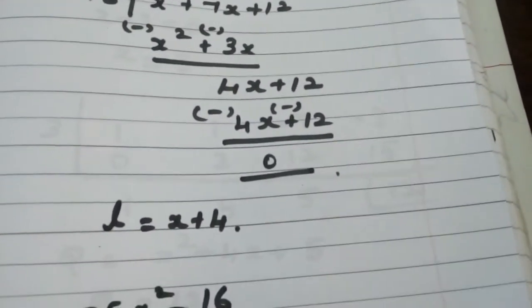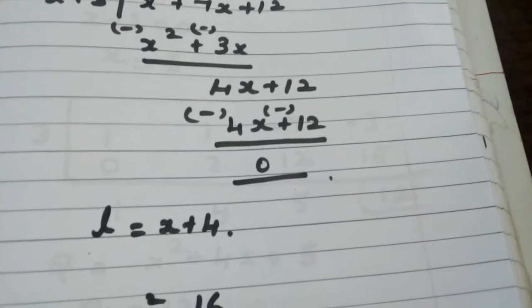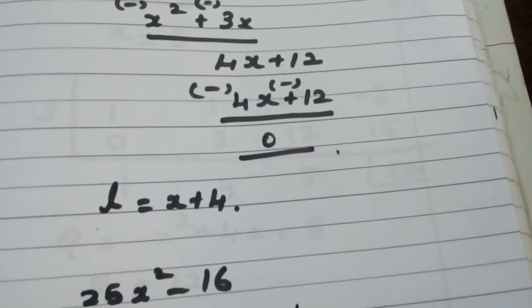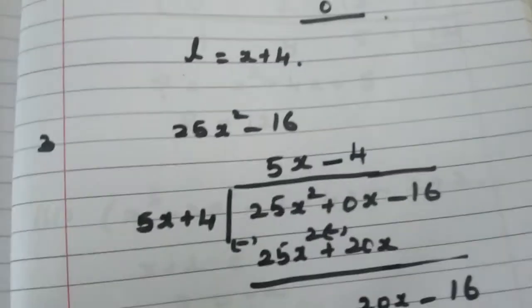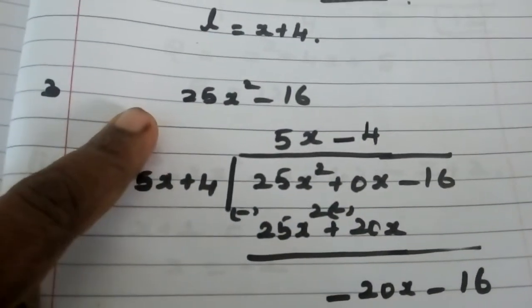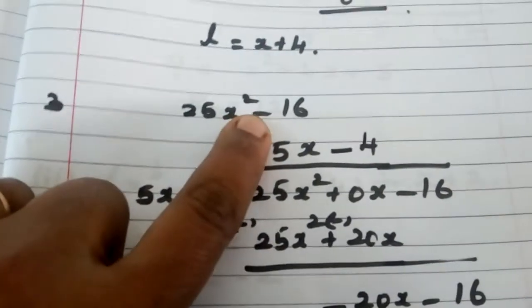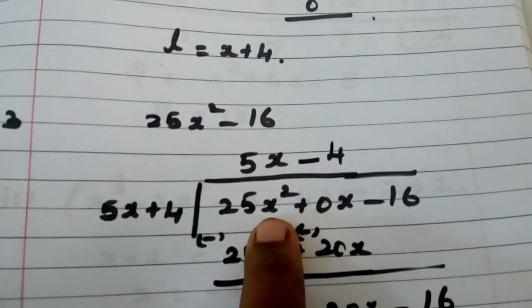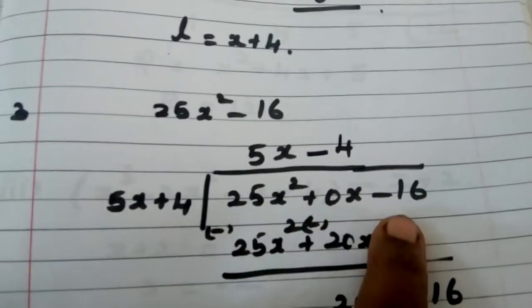Then the third question. Third question is the area of the base of a parallelogram is 5x plus 4. Find its height if its area is 25x squared minus 16 it is given. So this is the question here now. So 25x squared minus 16. Here they don't have the x term, but we have to include it x term. See, I have written here 25x squared plus 0x minus 16.